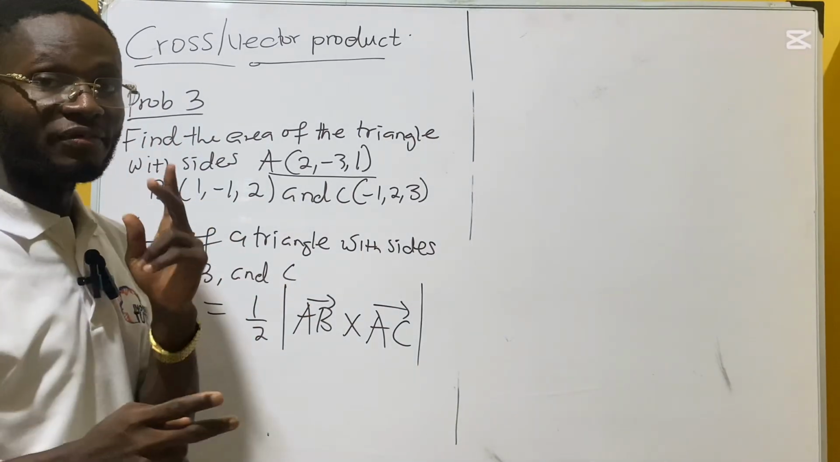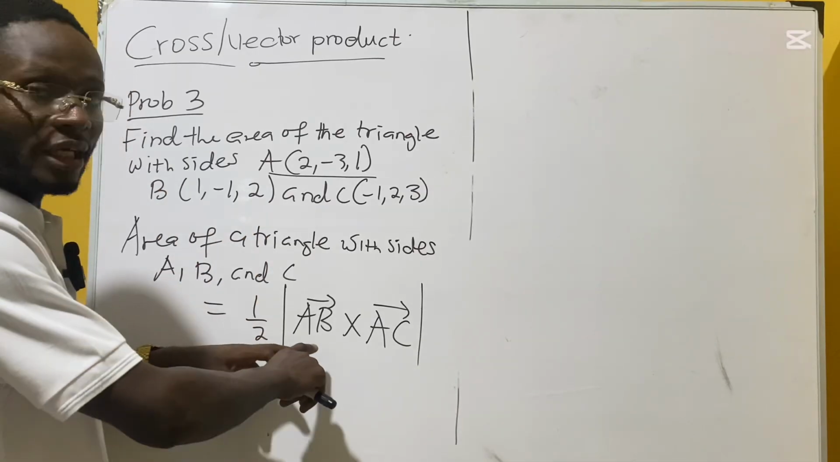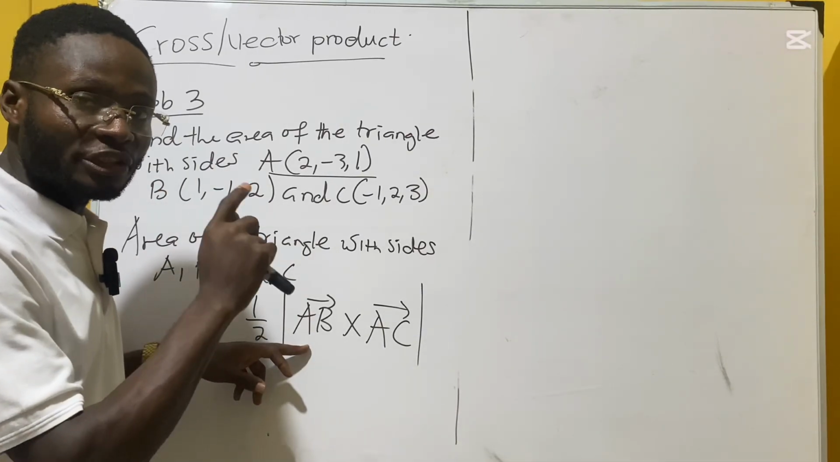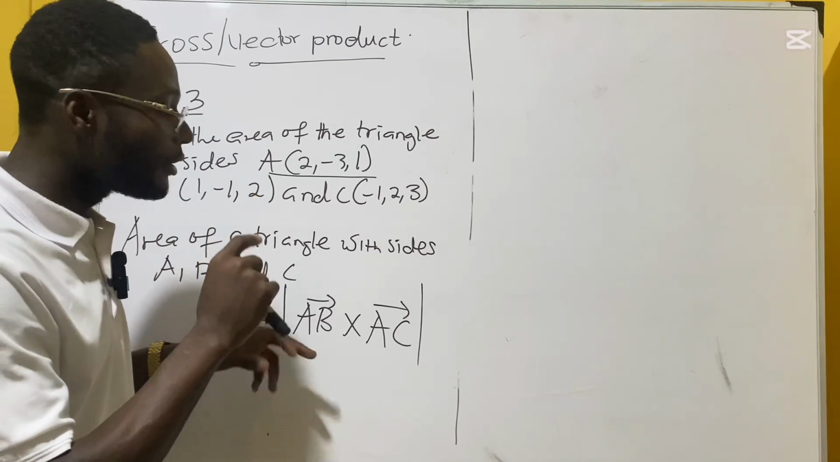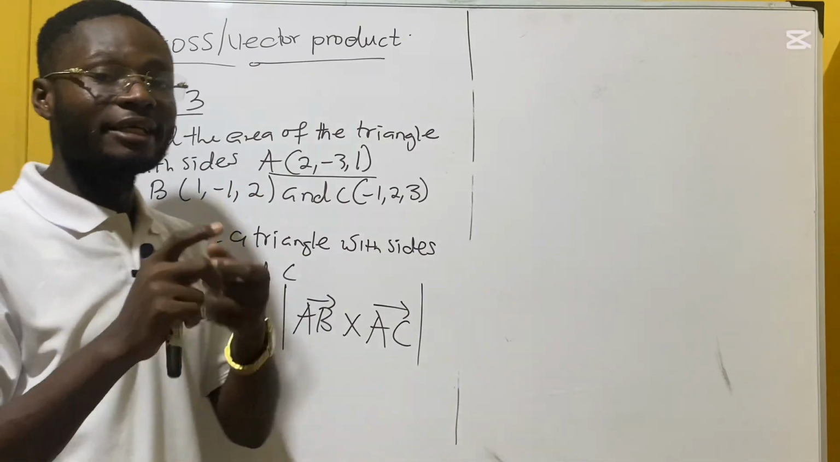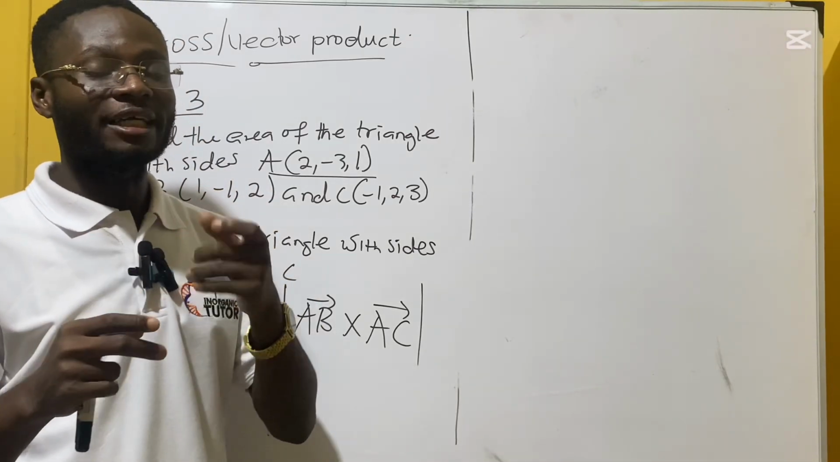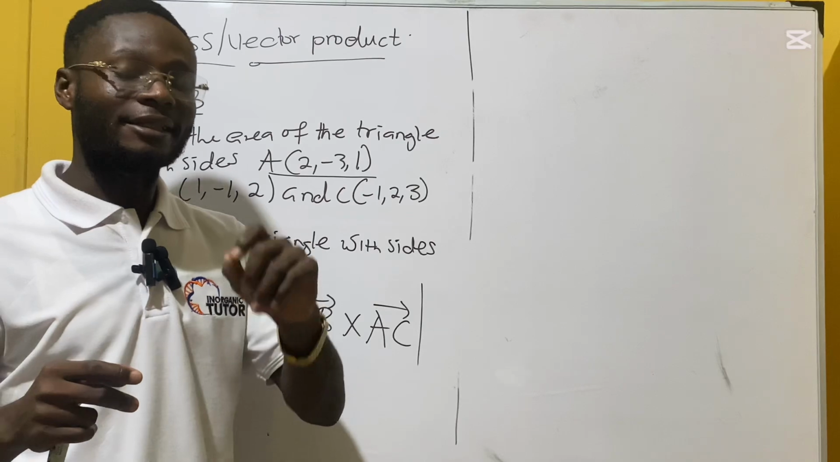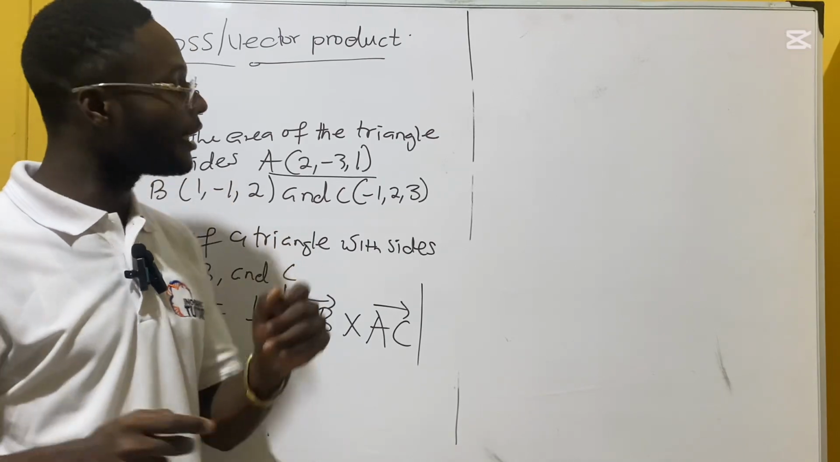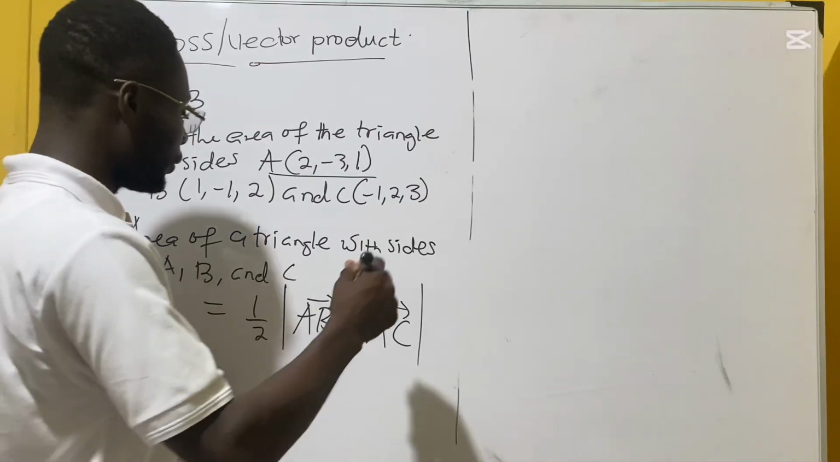So because we have three sides, we have to take the position vector of AB and find the position vector of AC. Then we find the cross of these two. Once we get the cross of these two, then we find the magnitude of that and take half of it. Then the result becomes the area of the triangle.